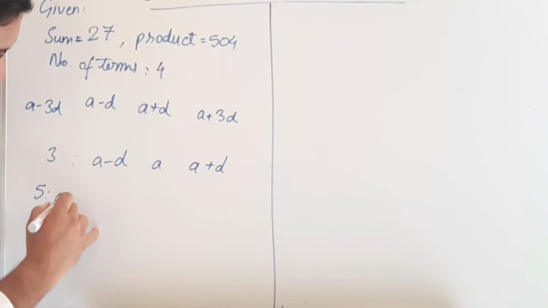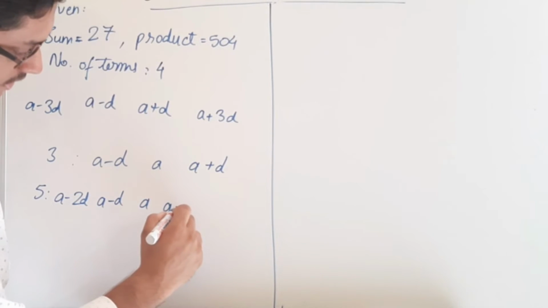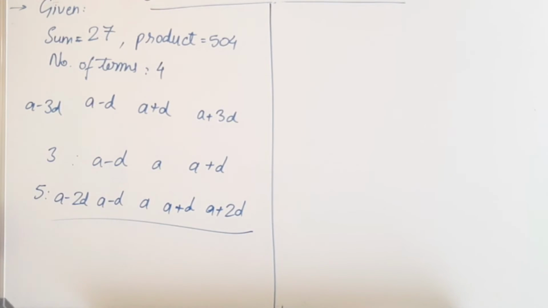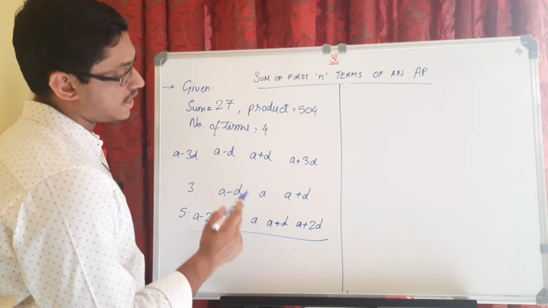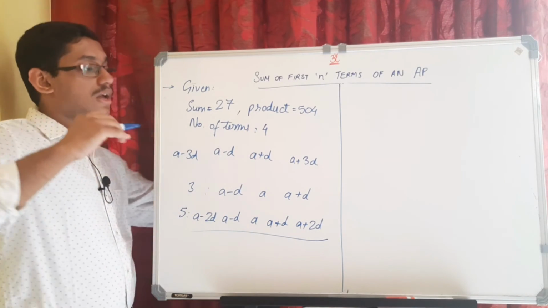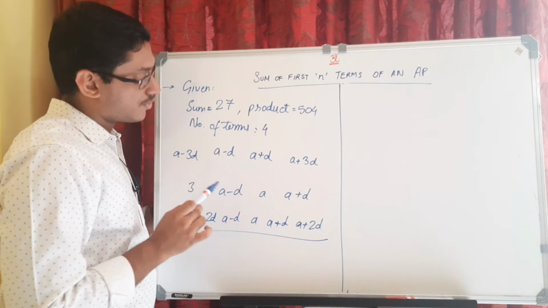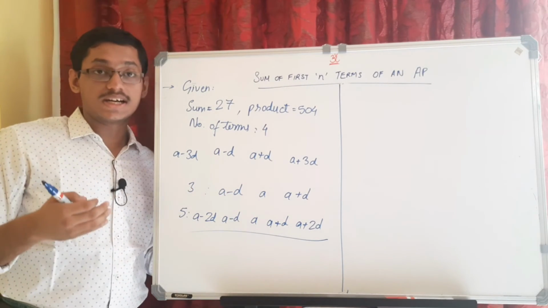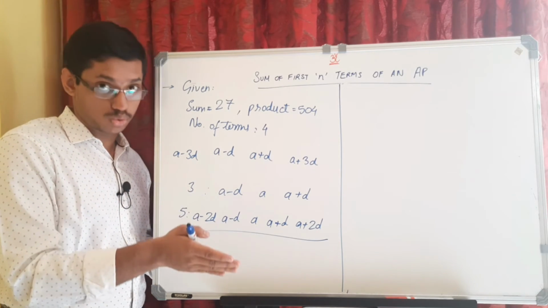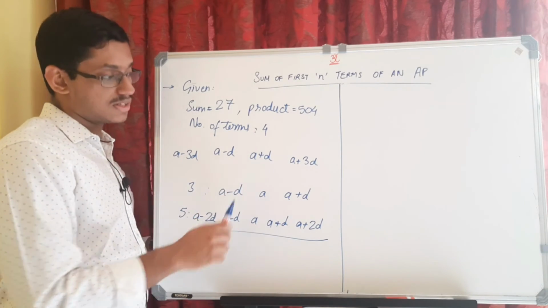You will take a minus 2d, a minus d, a plus d, a plus 2d. If there are 3 terms, then take a minus d, a, a plus d. If there are 4 terms, remember, if it is an even number of terms, then you will have to take it like this: a minus 3d, then there is a gap of 2d, then a minus d, then again a gap of 2d, then a plus d, like this.